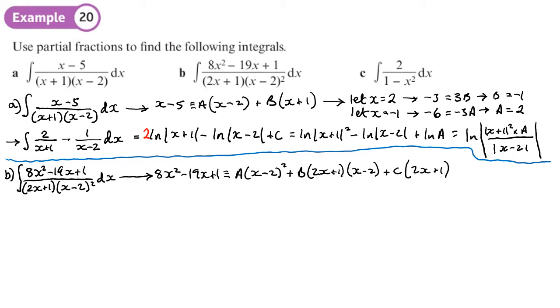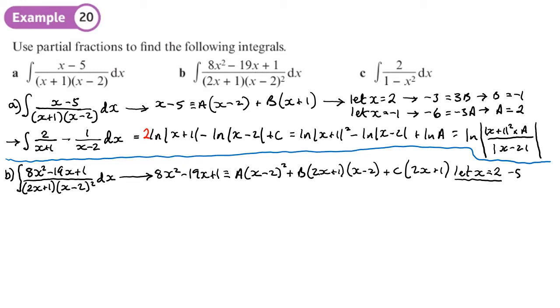So now we need to choose values for A, B and C to see if we can work them out, or choose values for x. Now remember, we also need to do comparing coefficients, because we're not going to be able to find A, B and C by just substituting values of x. So let's start, let's make x equal to 2, that's an easy one to start with. So when x equals 2, I will get negative 5 from this. 8 times 4 minus 19 times 2 plus 1, that gives you negative 5.